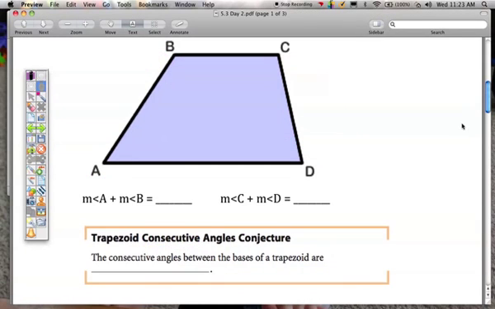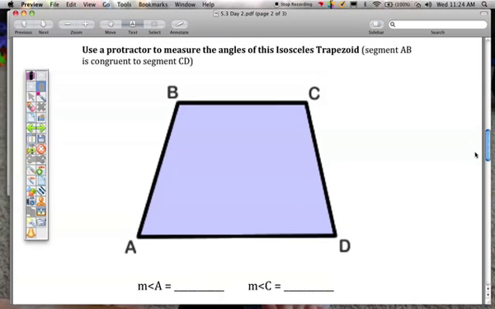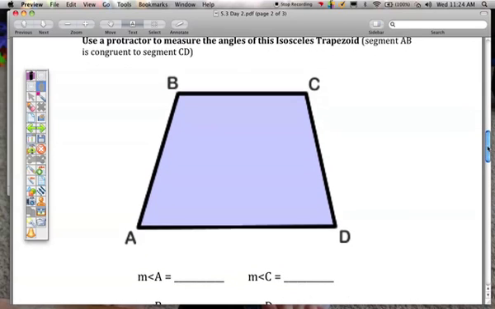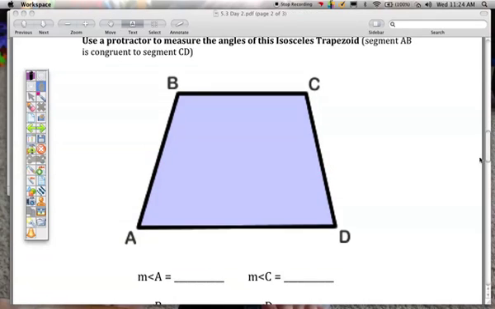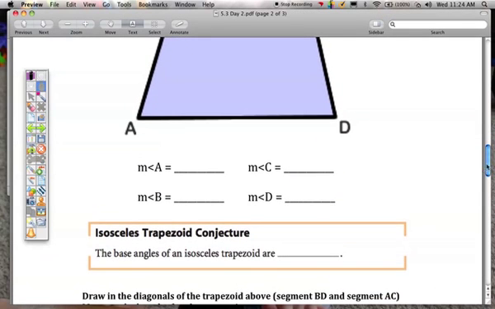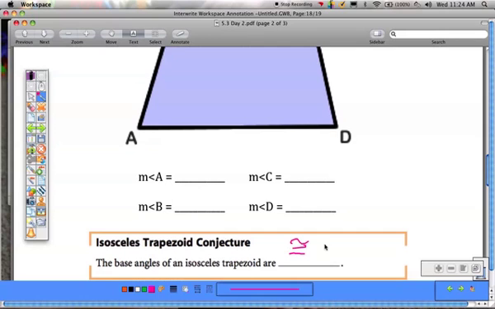There's another property. There's many properties of trapezoids. Use a protractor to measure the angles of this isosceles trapezoid. So an isosceles trapezoid is much like an isosceles triangle in which these 2 sides are the same in this isosceles trapezoid. You're going to measure, and you're going to discover a couple things here. The base angles of an isosceles trapezoid end up being congruent, or the same measure. So again, if we have this picture right here, if this is isosceles, this angle is congruent to this angle, and this angle is congruent to this angle.